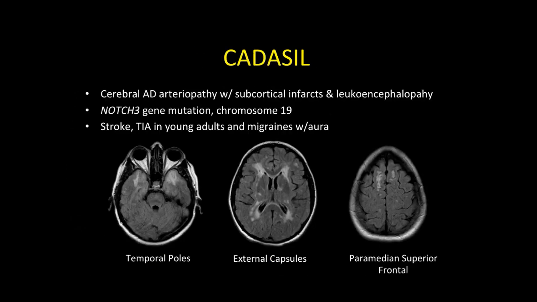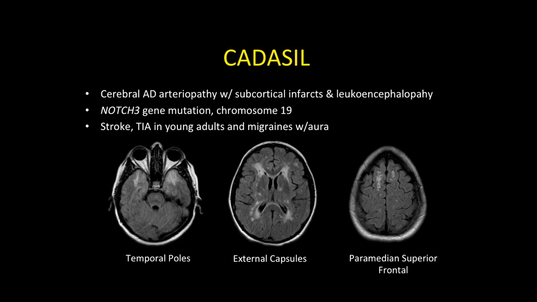Here's another mimic of multiple sclerosis, CADASIL, cerebral autosomal dominant arteriopathy with subcortical infarcts and leukoencephalopathy. This is a gene mutation of the Notch3 gene on chromosome 19, and the patients present with stroke and TIA symptoms in young adults and migraines with aura, which is different than multiple sclerosis.